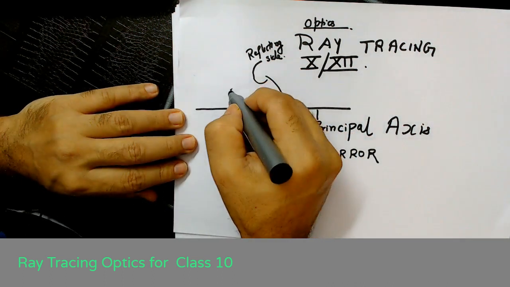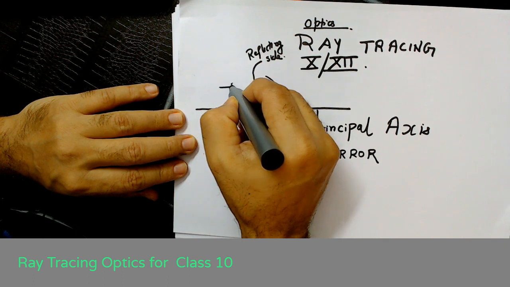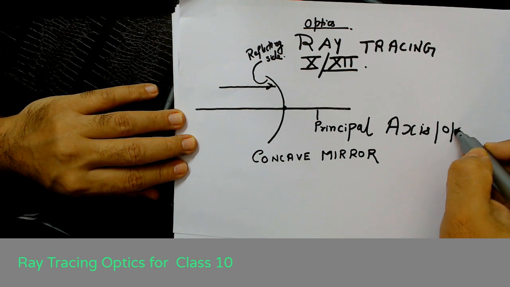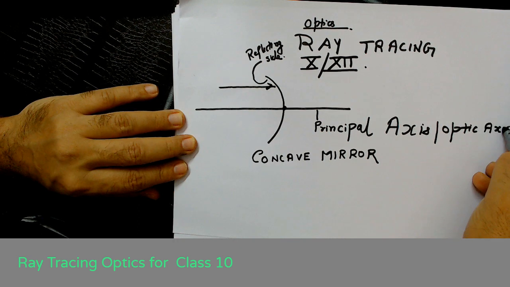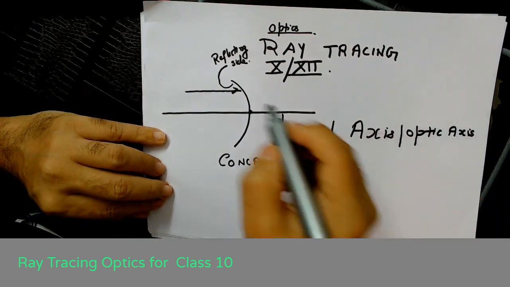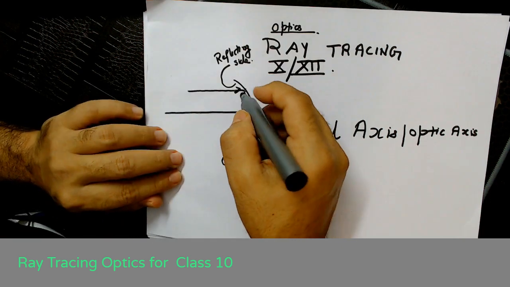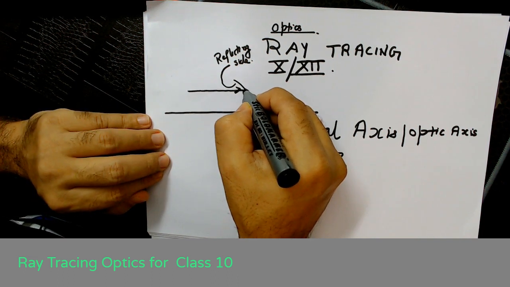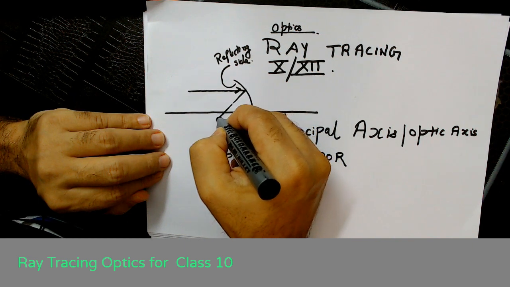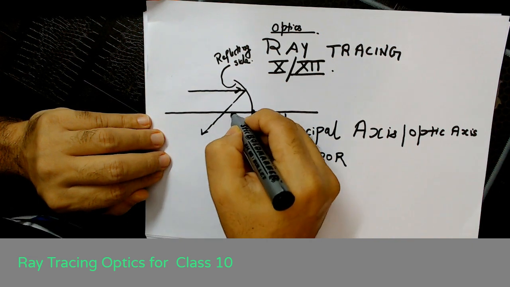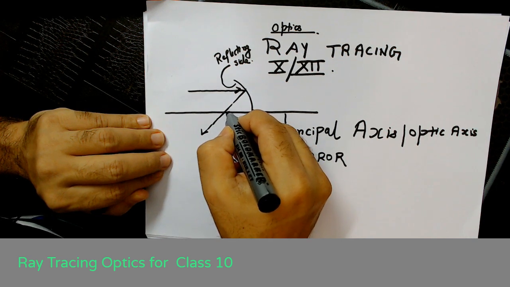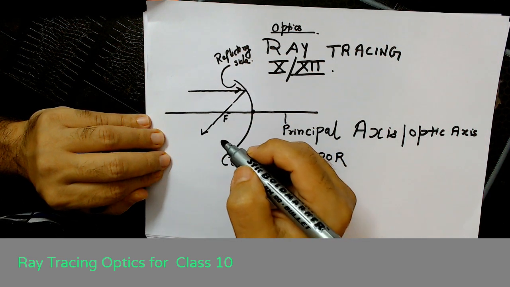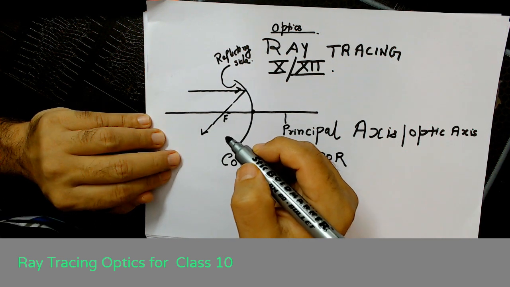So let's say the first ray comes parallel to the optic axis or the principal axis. It depends on what you want to call it. When this ray comes parallel to the axis and strikes the reflecting surface, it gets reflected back following the law of reflection, and it goes like this. The point at which it meets the principal axis is the focal point, also called the focus of the mirror. This is ray number one, which you're supposed to draw.